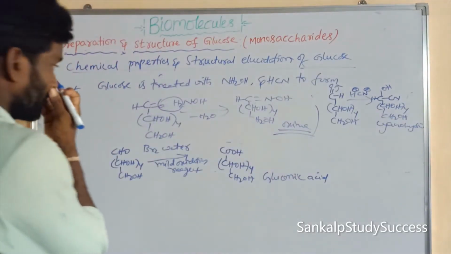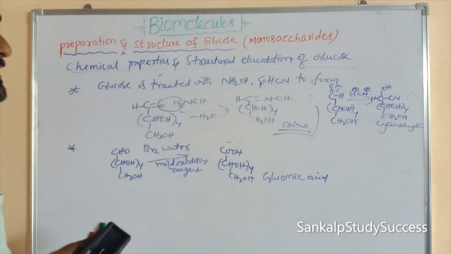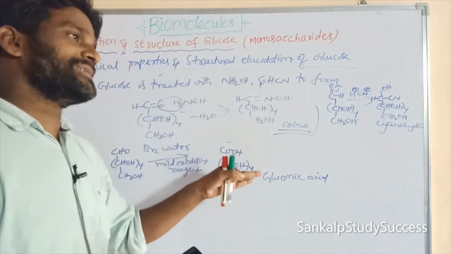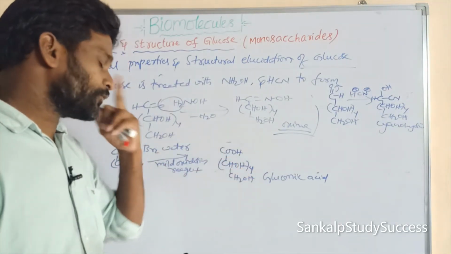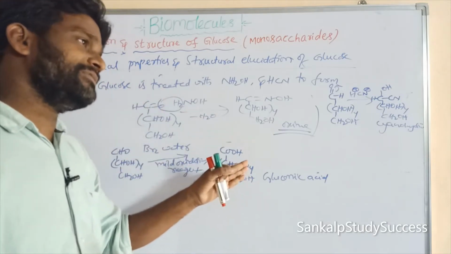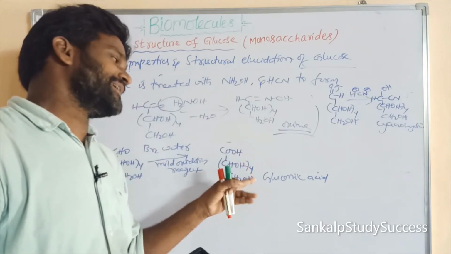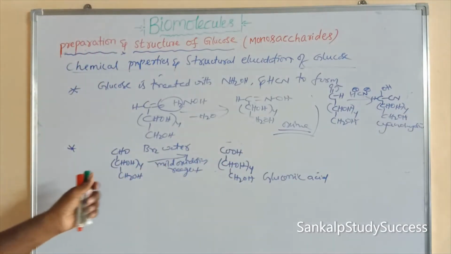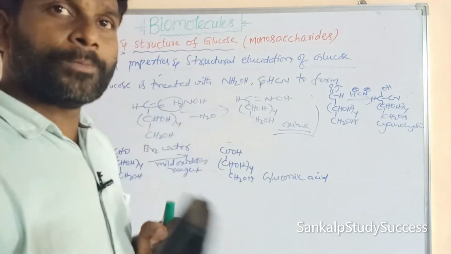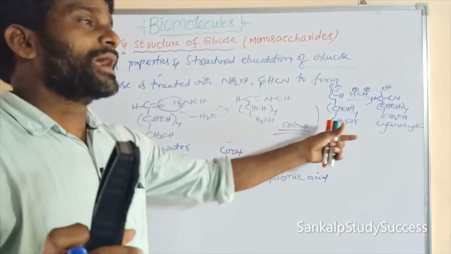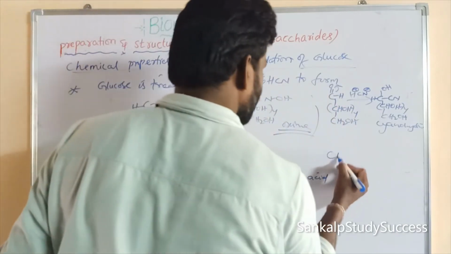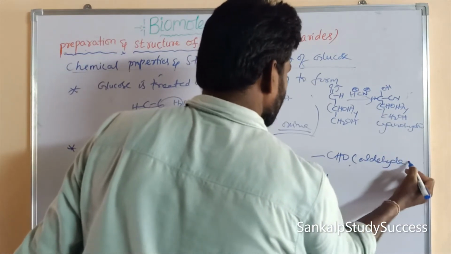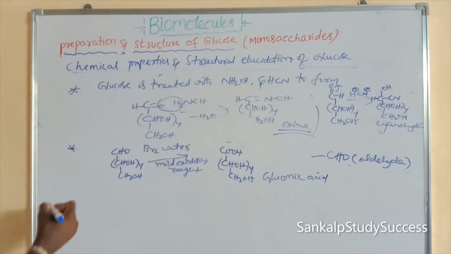So according to this point, glucose is oxidized with a mild oxidizing reagent like bromine water to form a monocarboxylic acid with the same number of carbons, that is gluconic acid. So this reaction suggests that the carbonyl group of glucose must be an aldehyde group. Aldehyde group means CHO. And next we go to another point.